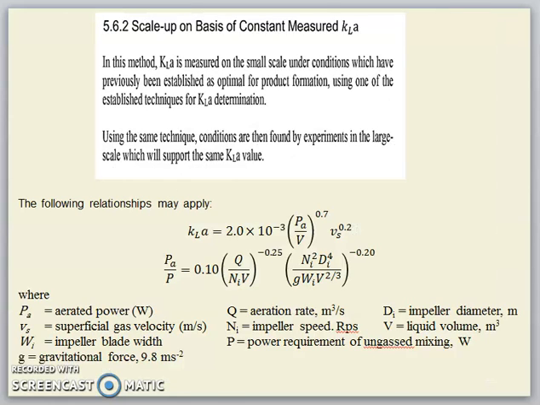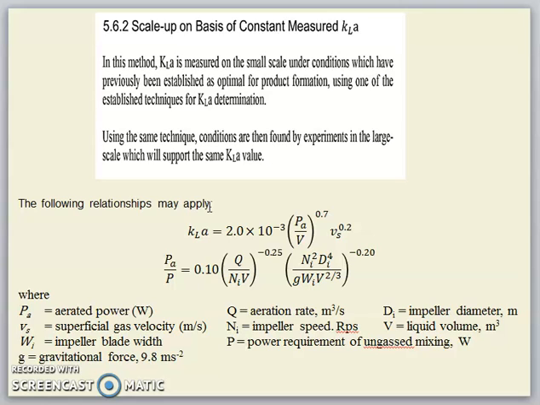This procedure can be done by using the following relationship. The equation shows here: the KLa value equals 2.0 times 10 to the power of -3 times (Pg/V) to the power of 0.7 times the superficial gas velocity to the power of 0.2. This is the Van't Riet equation. So you can scale up the reactor based on the KLa by using this Van't Riet equation.